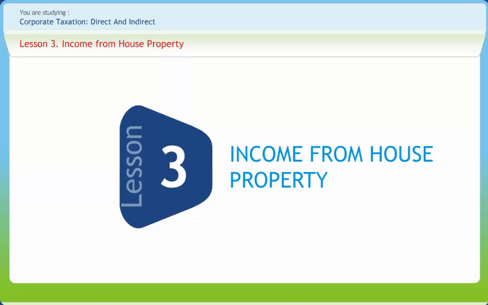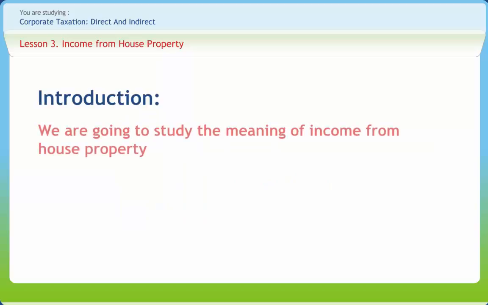Income from house property. So firstly, we should know the meaning of income from house property. Among the various sources of income that a person can have, income from house property is one of the important heads of income under the Income Tax Act. In most cases, it is rather easy to compute taxable income from house property. At times, however, some complicated problems of computation of income are faced by the taxpayers who do not have legal assistance.